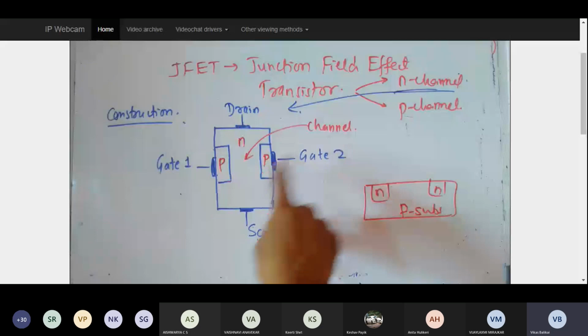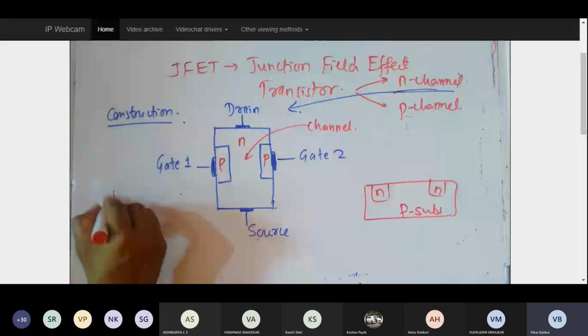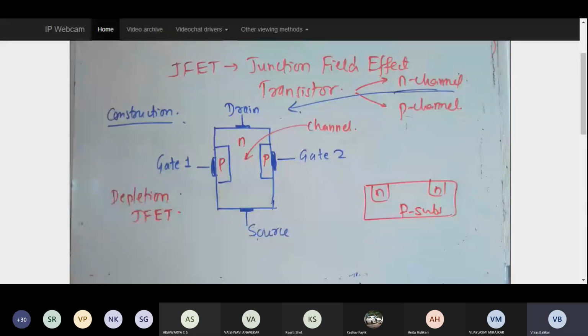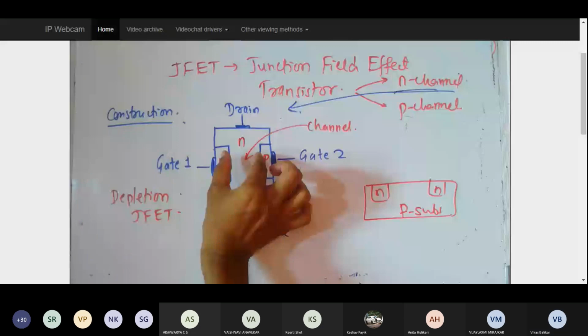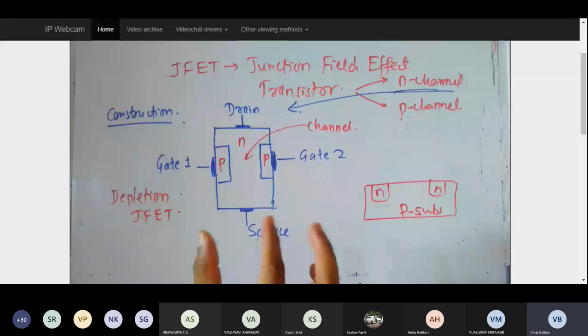Which means all my JFETs are by default depletion JFETs only, because the channel is already inbuilt, the way we discussed in depletion MOSFET. So all my JFETs come with a channel by default. Now if they come with a channel, what am I going to do? I can just vary the width of the channel. That's what I was doing in MOSFET also. So here also I'll be just varying the width of my channel, making it small or large. That's what I'm going to do over here.